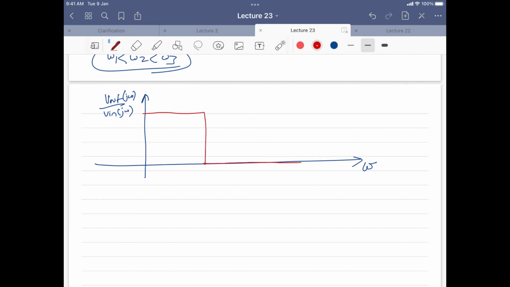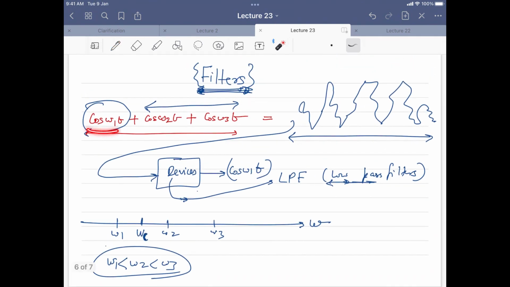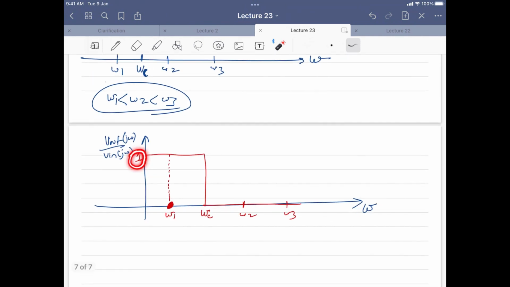So what it says is that after a specific value of omega c, let us say you have these three frequencies like this. Whatever frequency you have at omega 1 will be passed uninterrupted. So the value here is 1. That means you were passing cos omega 1t, and cos omega 1t will be passed uninterrupted because the gain is 1.